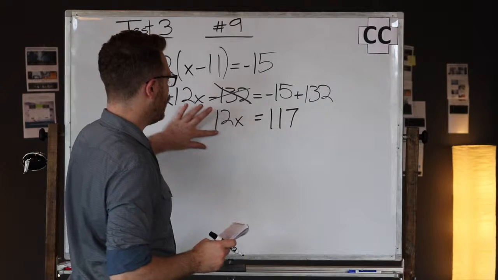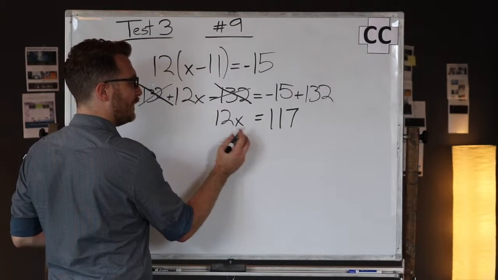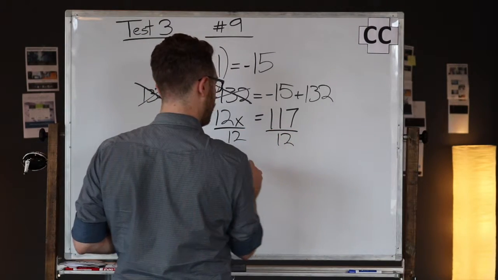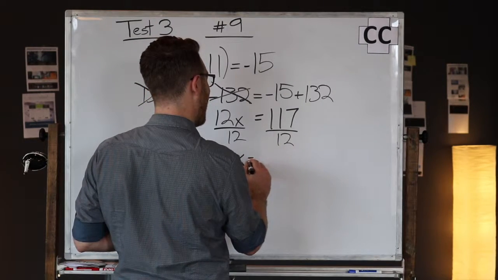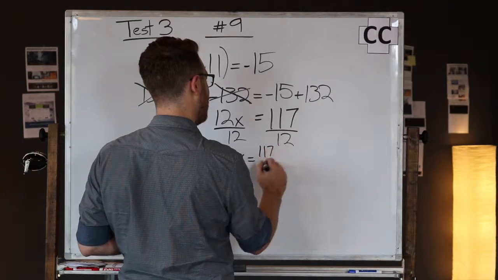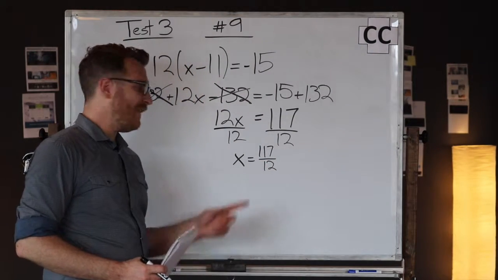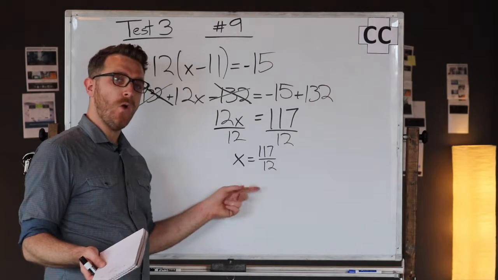Now, to get this 12 away from the x, since they are the product of one another, I'm going to divide both sides by 12. So that leaves me with x all by itself. And then I have 117 over 12. You'll find that this is not the correct answer anywhere. There's no option for this.